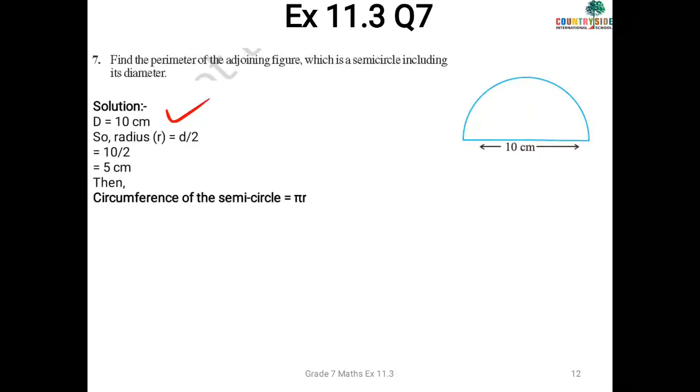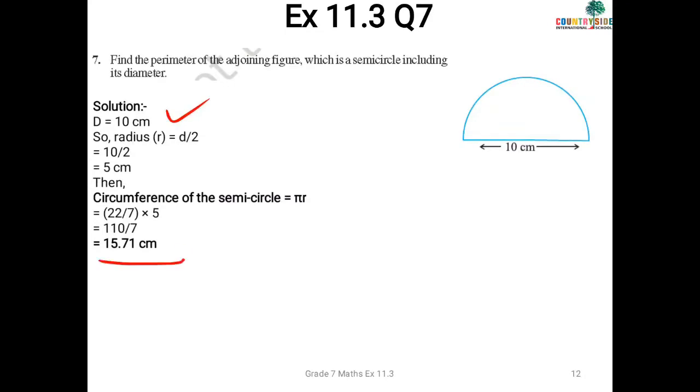Now put the values. 22 upon 7 into 5, that is 22 into 5, that is 110, divided by 7, and 110 divided by 7 is 15.71 centimeter. So the circumference of the semicircle is 15.71, this one you have found.